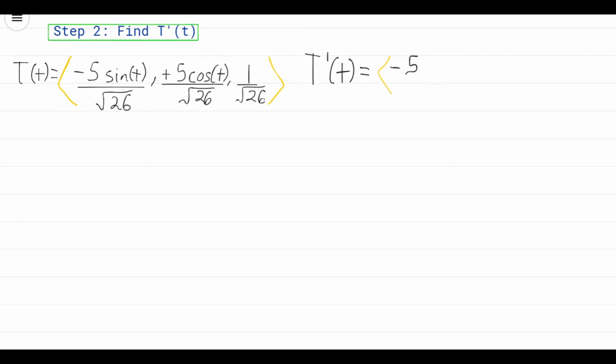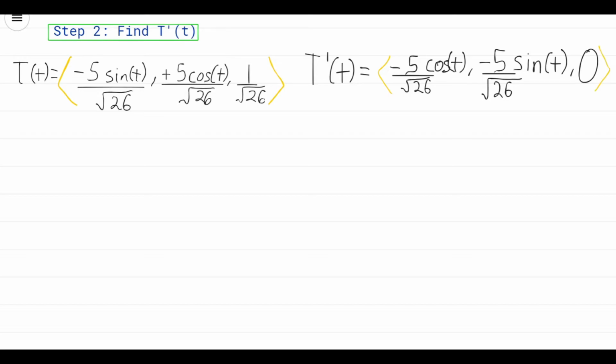So the derivative would be negative 5 divided by the square root of 26 times cosine t, then the derivative of cosine, which is negative sine, multiplied by the constant of negative 5 over the square root of 26, and the derivative of 1 over the square root of 26 is just 0. I'm going to write this division line because now we're going to move on to step 3.